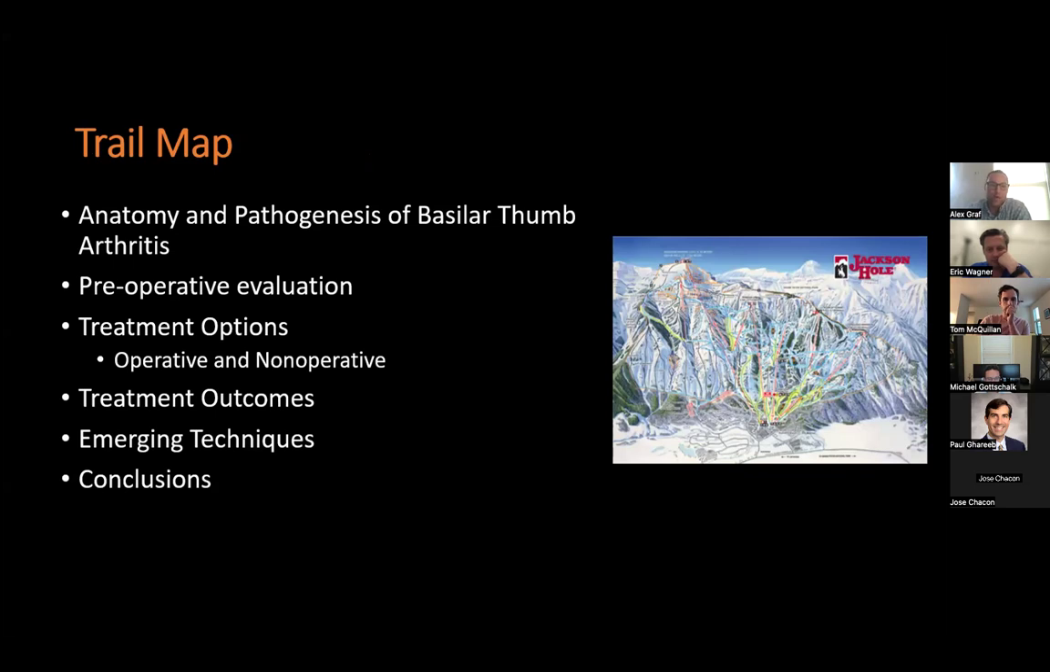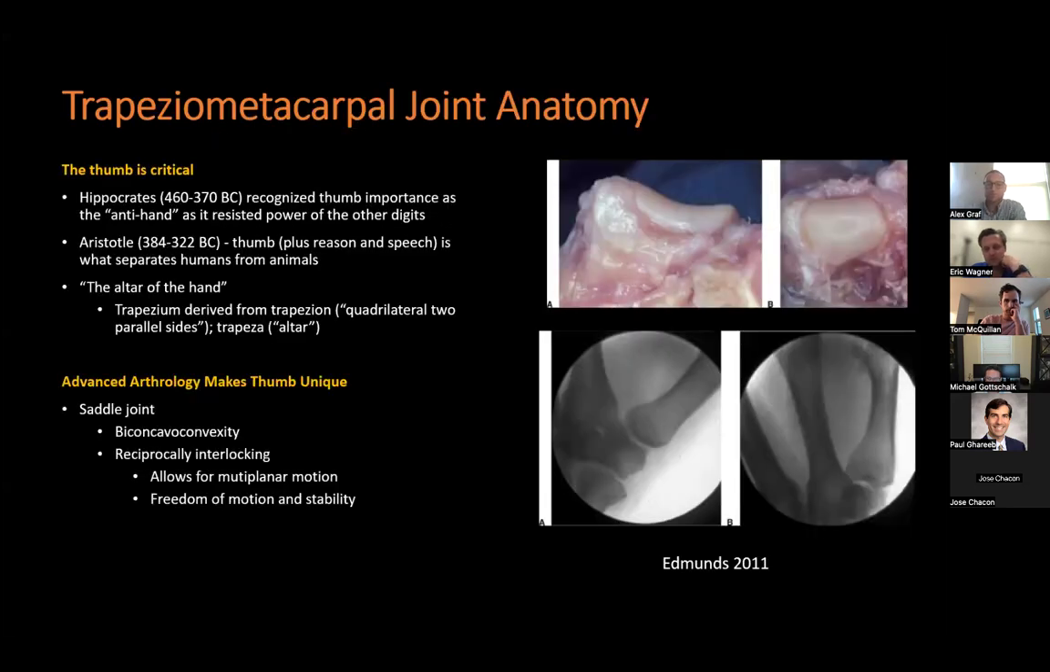So our trail map today, we'll talk about the biomechanics, the anatomy, the pathophysiology, how I like to work these patients up, treatment options, some of the outcomes looking at 10,000 feet in randomized controlled trials, some emerging techniques that are popular at the meetings and have growing evidence, and then draw some conclusions.